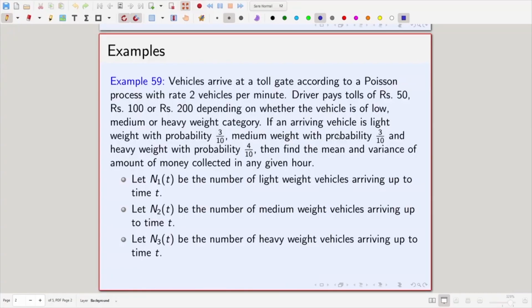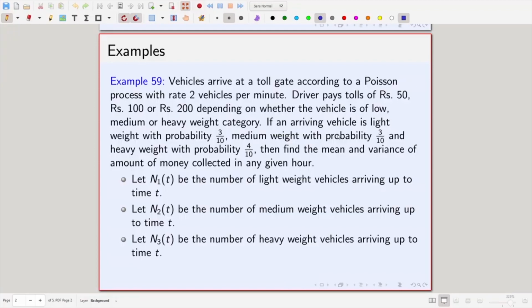Hello everyone, welcome to the 33rd lecture of the course Discrete-time Markov chains and Poisson processes. In today's lecture, we will solve a few problems on Poisson processes. So let us start. So here is the first problem.